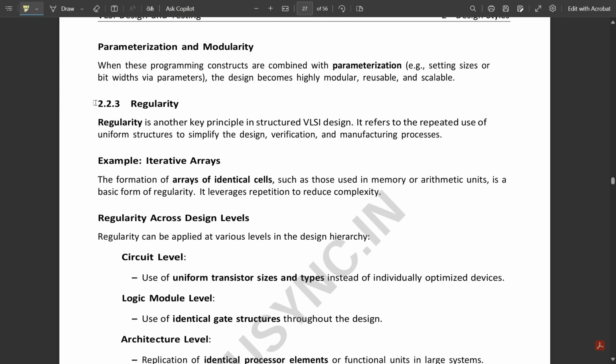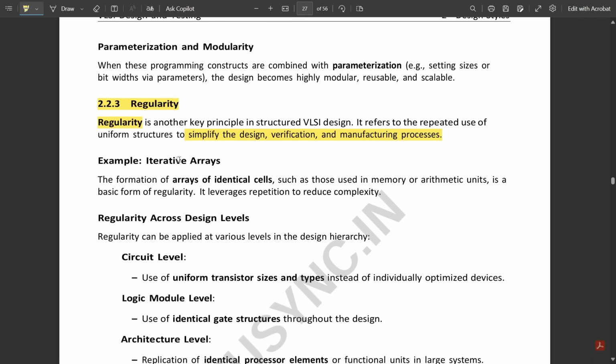Next, we have one more type, that is regularity. This is the third type of approach. Regularity is another key principle in structured VLSI design. It refers to the repeated use of uniform structure to simplify the design, verification, and manufacturing process. Regularity is not the same as hierarchy and modularity. It refers to the repeated use of a uniform structure. So one structure is repeated to simplify the design. Okay, the structure which is repeated is called regularity, in order to simplify the design.